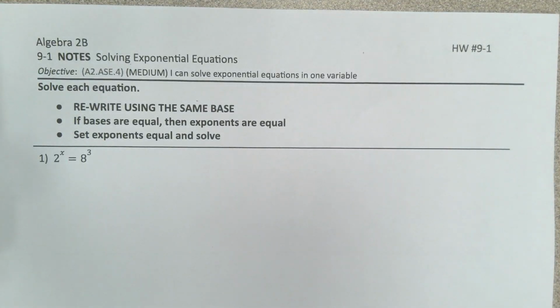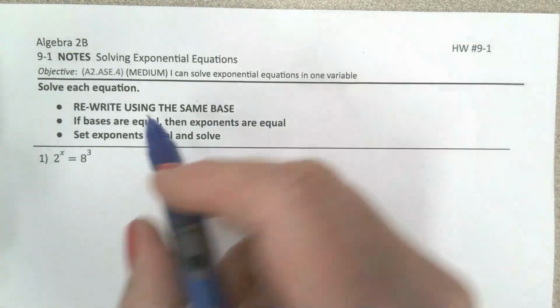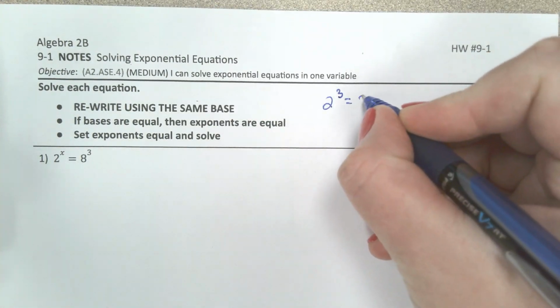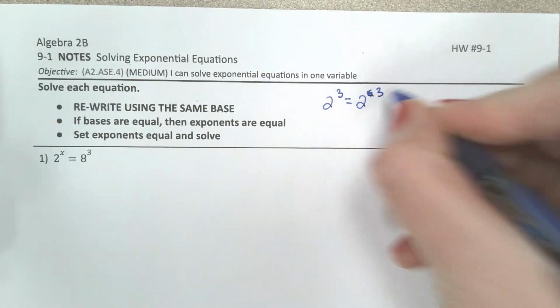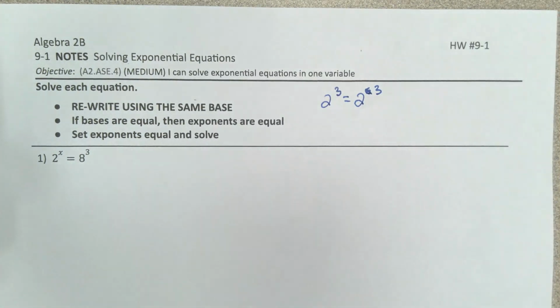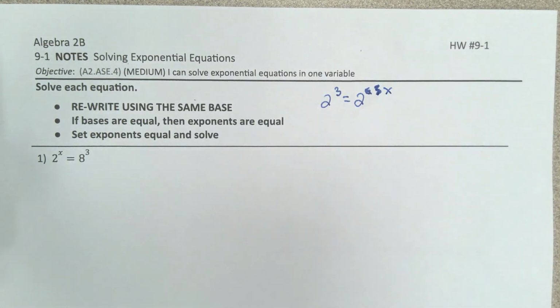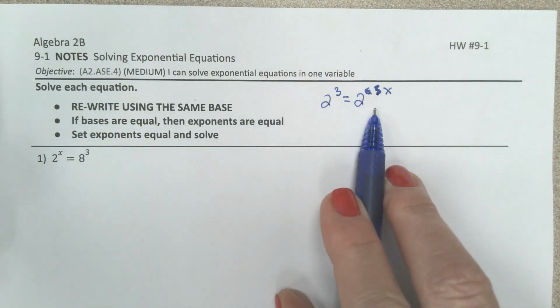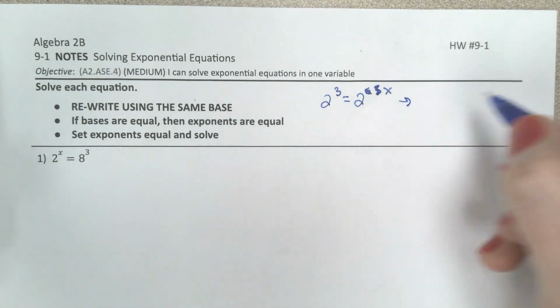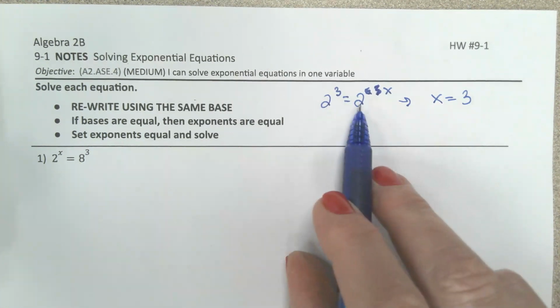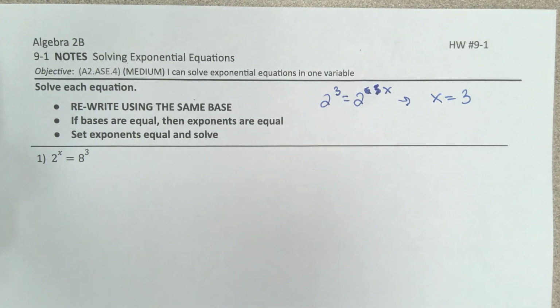Hey, Algebra 2, we're going to learn how to solve exponential equations. All right, so it says rewrite using the same base. So hopefully we would all agree that 2 to the third equals 2 to the third. So if I erase that, and I made that an x, and I have 2 to the third equals 2 to the x, you would agree that x equals 3 because these 2's are the same, it's just the exponents.